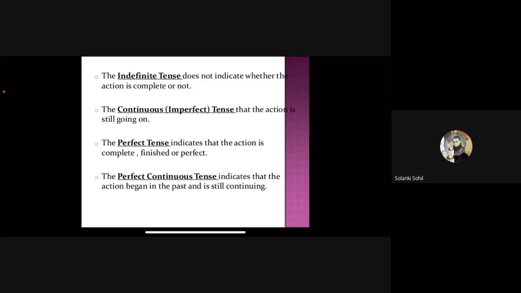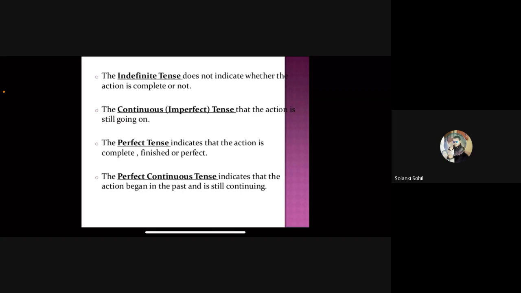Okay. So indefinite means simple. The simple tense does not indicate whether action is complete. You cannot judge whether the action is over or is it still going on. With simple tense you will not know. Then continuous tense means the action is going on. I am writing. We are learning. So action is going on. Right? That is continuous tense.